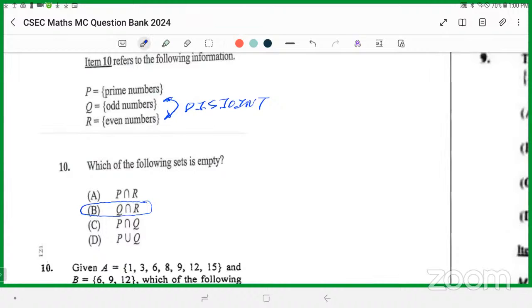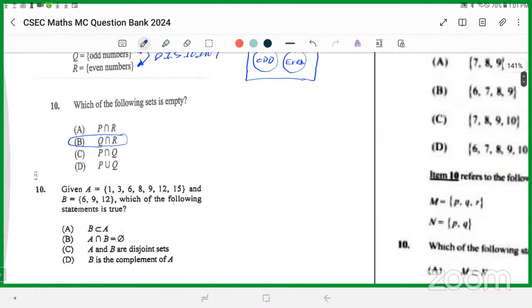If we do a set diagram for these, Q and R will be two separate sets. You have odd numbers over here, you have even numbers over here. So there's no intersection. The intersection is empty. They are mutually exclusive, disjoint sets. All right, that is it.